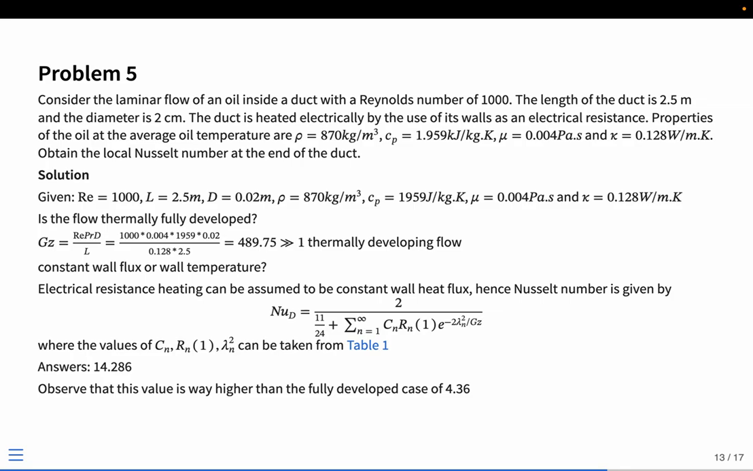And if you compare this with the case for a constant heat flux, which is around 4.36, you can see how much the difference is between this local Nusselt number and the one you have used for the fully developed case. So if you have used it incorrectly, then it is around more than 3 times higher. So it would be like 400 to 500% error that you will be getting if you use the wrong correlation.